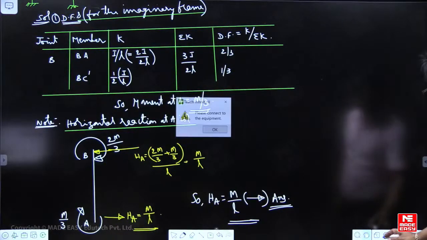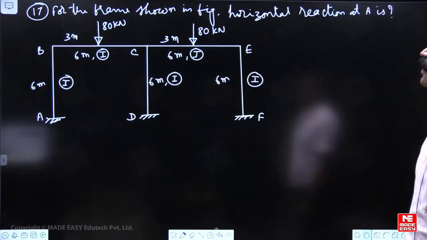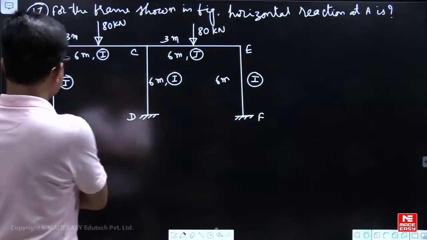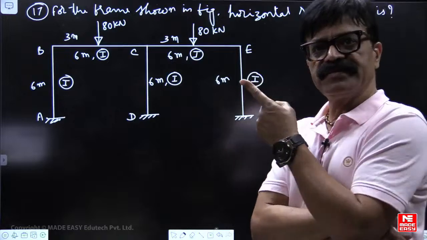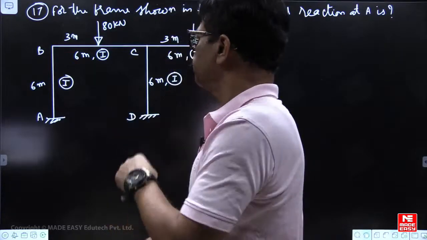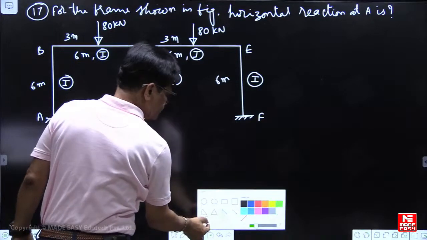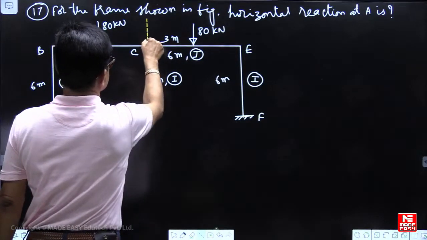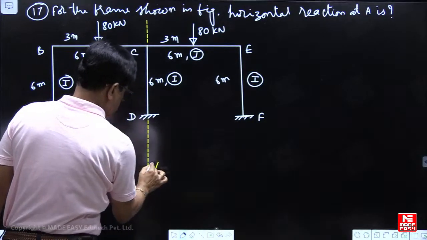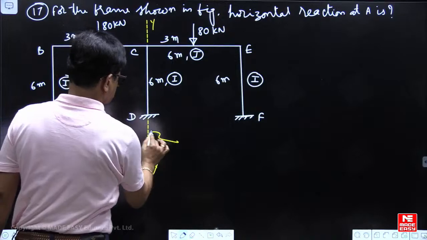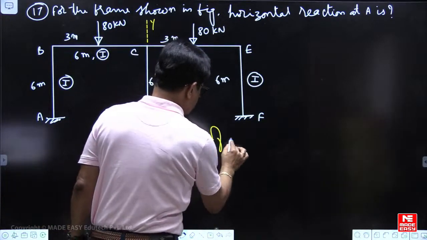Okay, next one we will see. Now we see, for the frame shown in the figure, the horizontal reaction at A. Now we want to find it. Again it is a symmetric axis, meaning the frame is symmetrical, but the axis of symmetry passes through the support. This is your axis of symmetry.